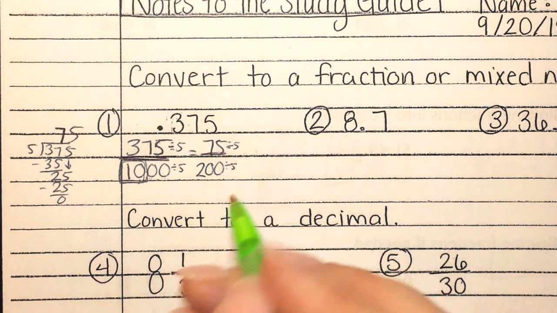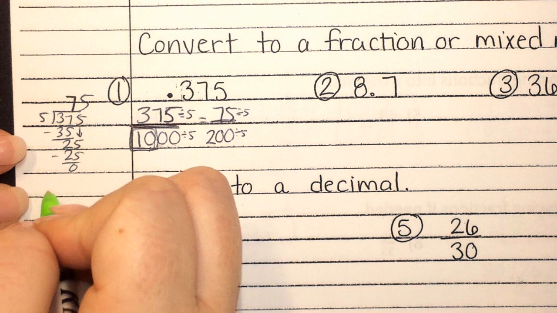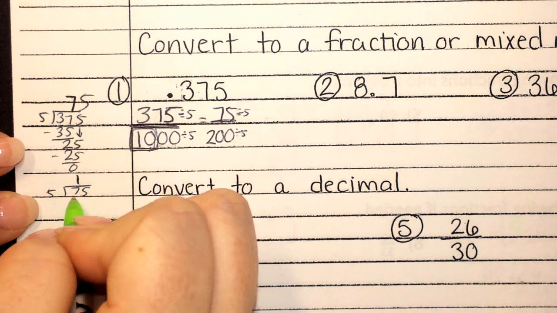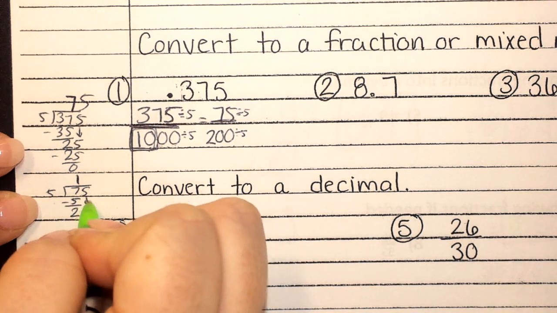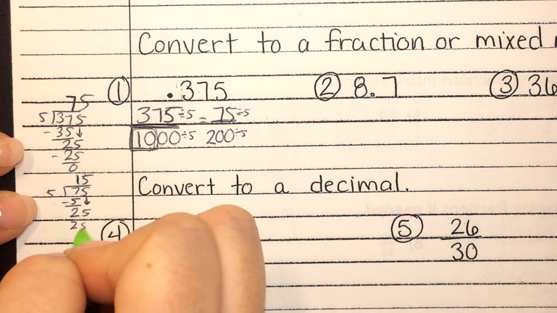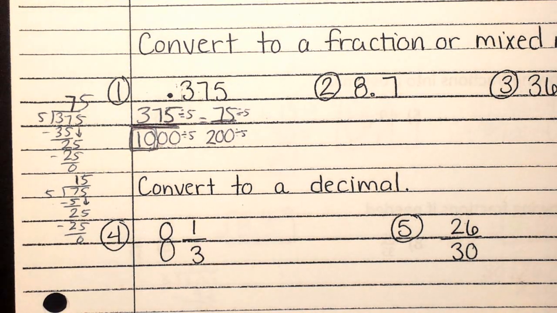So 5 will go into 75. Again, I might want to go over here to the side. 5 into 75. 5 goes into 7 once. When I subtract, I get 2. Bring down the 5. 5 goes into 25, 5 times. I would rather you take a little bit extra time and divide that correctly than try to do it in your head and get the wrong answer, okay?